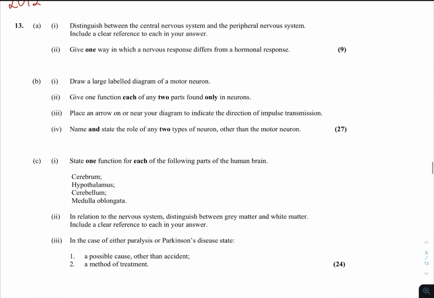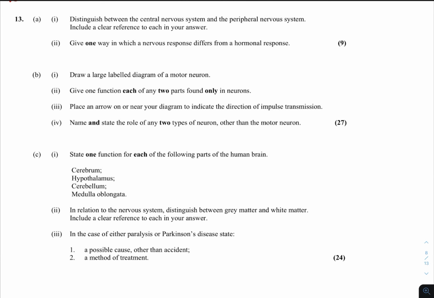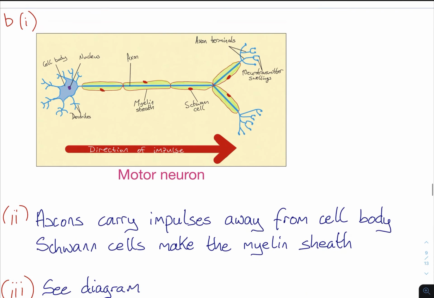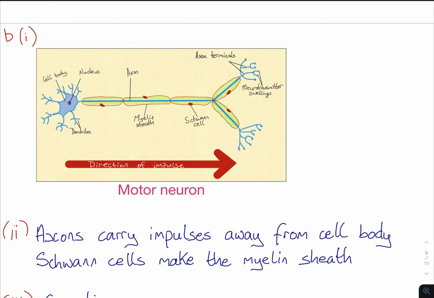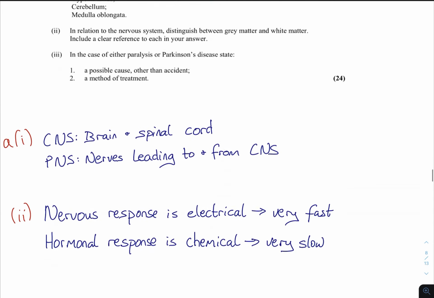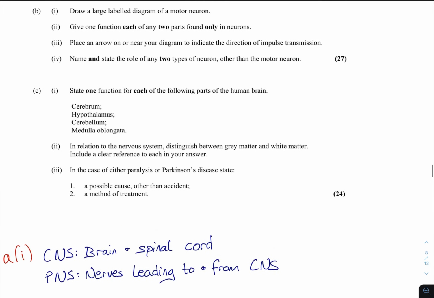The questions now will be very similar. Give one function each of any two parts found only in neurons. Well, there's loads you could have said there. I just said axons and Schwann cells. So axons carry impulses away from the cell body, and a Schwann cell makes the myelin sheath. You've seen that already.